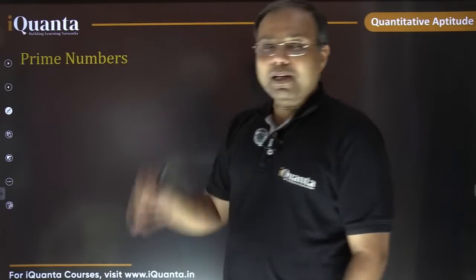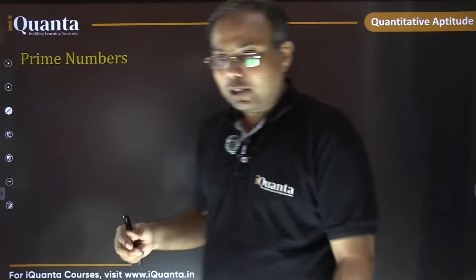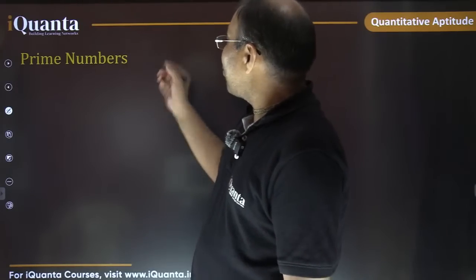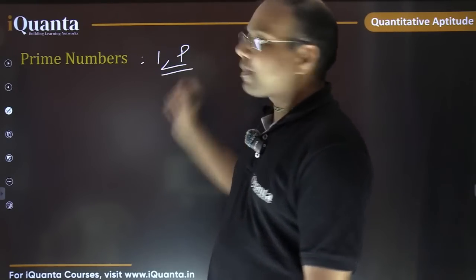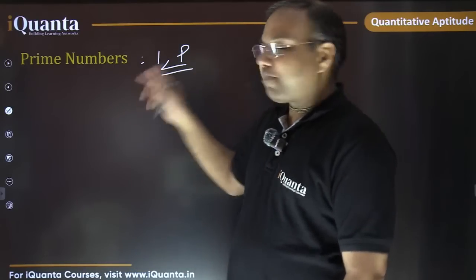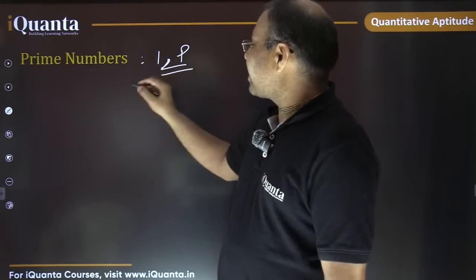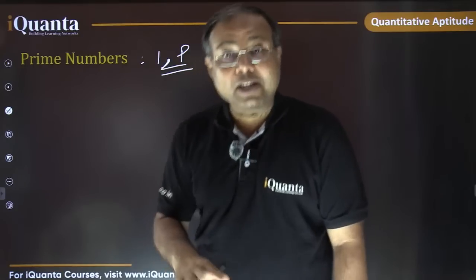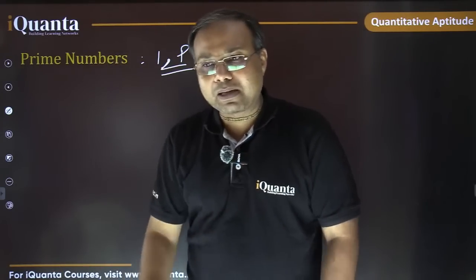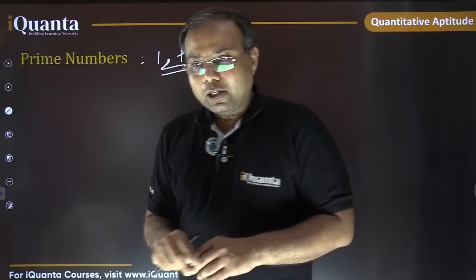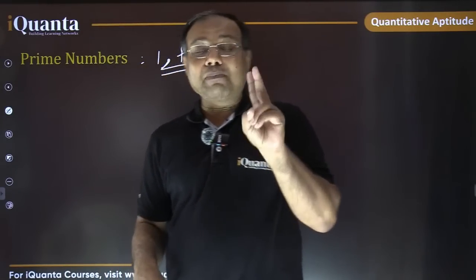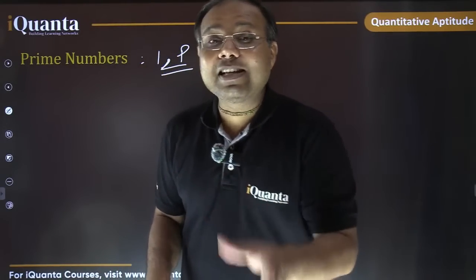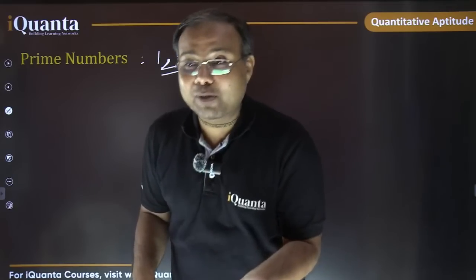Okay, yes, prime numbers, only 2 factors. Good. So which 2 factors are they? The 2 factors are 1 and the prime number itself. If P is the prime number, so 1 and the prime number itself. So other than that, there is no other positive integer which divides a prime number completely. Okay? So remember that whenever you are talking about 2 factors, they are positive integers. Otherwise negative integers will also be there, right?